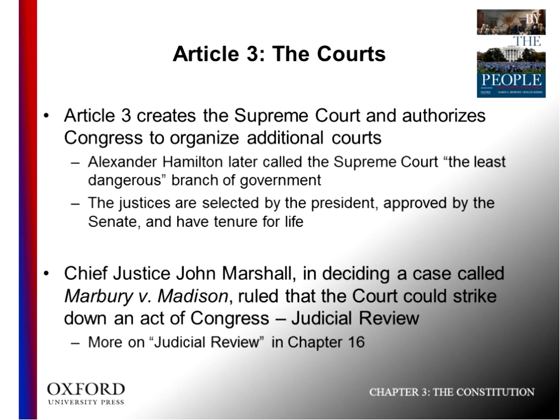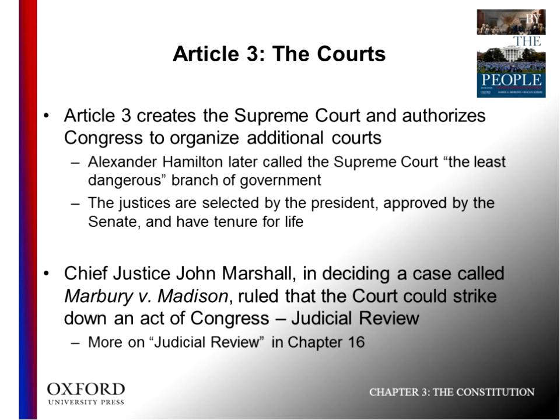All right. Article 3, the courts. Article 3 created the Supreme Court and authorizes Congress to organize additional courts. Alexander Hamilton later called the Supreme Court the least dangerous branch of government because it's passive. The Supreme Court doesn't act on its own. The Supreme Court cannot create its own cases. People have to bring cases to court. So if there are no cases, then there's nothing for judges to judge on.